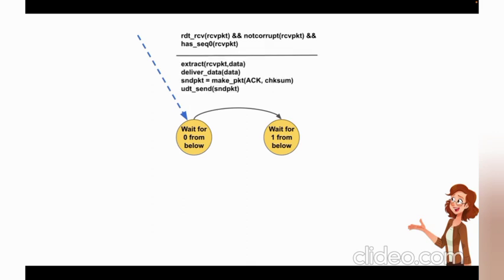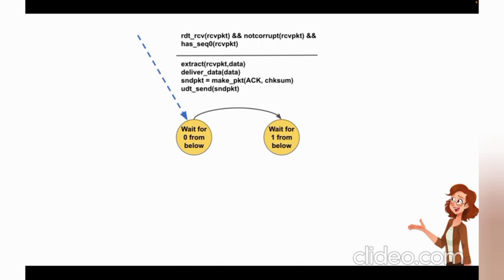Now we will have a look at the receiver side of RDT 2.1. The first state is whenever a packet is received with sequence 0 from the underlying layer, and the second state is whenever a packet is received with sequence number 1 from the underlying layer. Now, if the received packet is not corrupt and has sequence 0, then obviously it will extract the data from it, deliver it, and send a positive acknowledgement along with the checksum. Now, this checksum is sent with the acknowledgement to detect corruption.